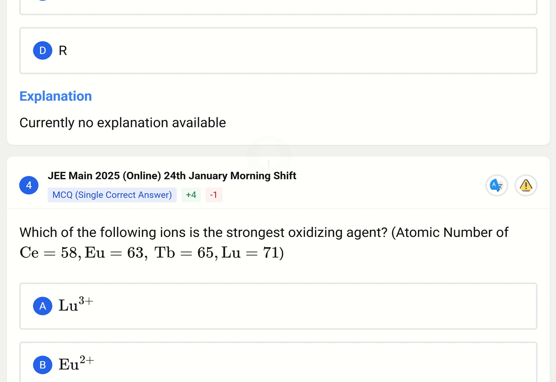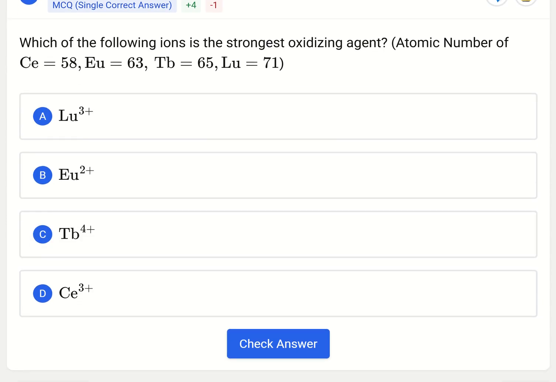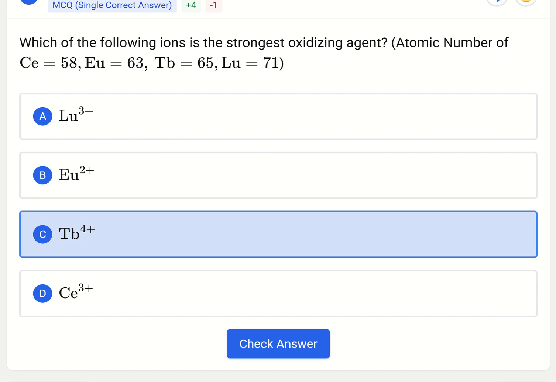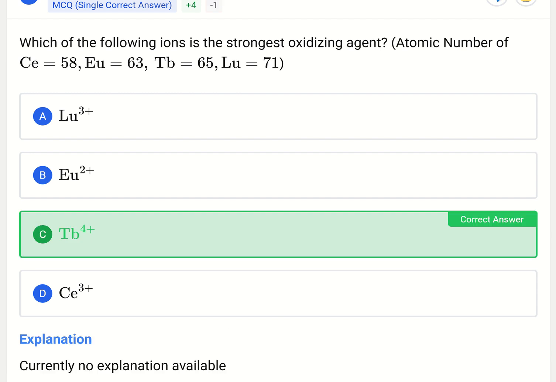So moving to the last question of our MCQ type, we have got which of the following ions is the strongest oxidizing agent? Cerium, europium, terbium, lutetium. Everyone knows that the stable oxidation state is +3. Terbium is showing +4. This is my answer. Memory based question, simply just learn the d and f block electronic configurations or their common properties. You will get the answer. So here I have got C as my answer.